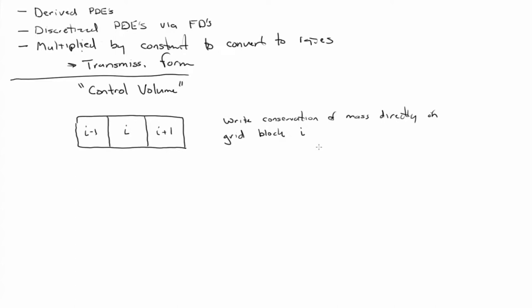So remember, conservation of mass was mass in minus mass out plus anything that's injected or produced must equal the accumulation. That's conservation of mass in words, right? So let's write conservation of mass for the ith grid block here.